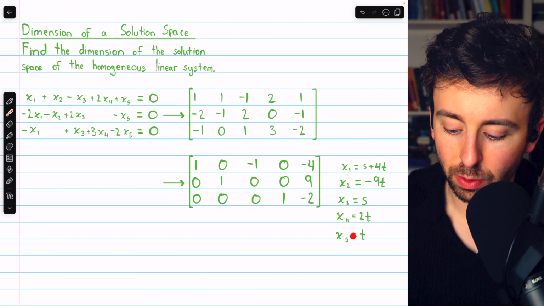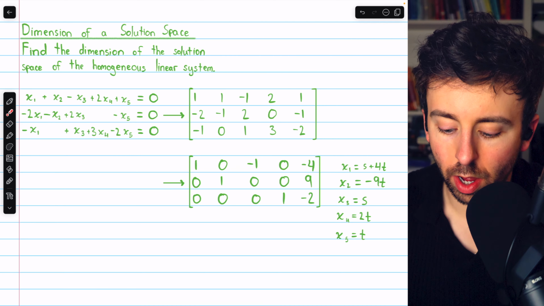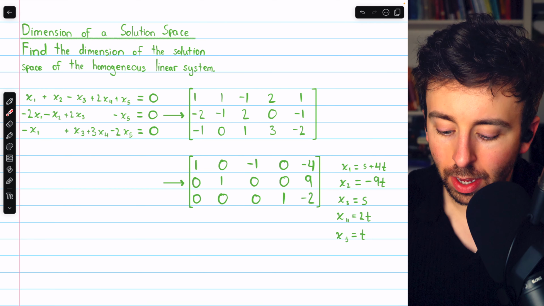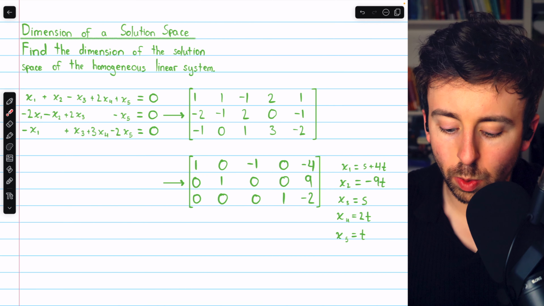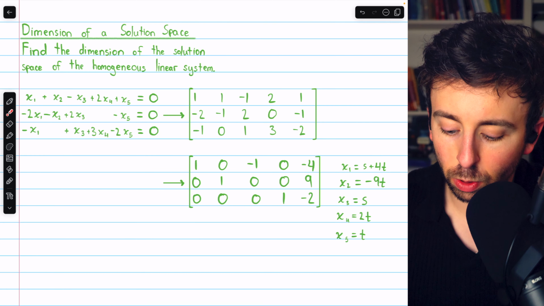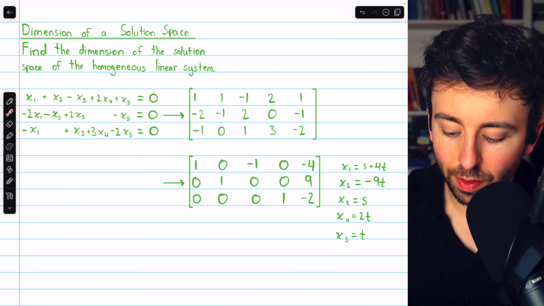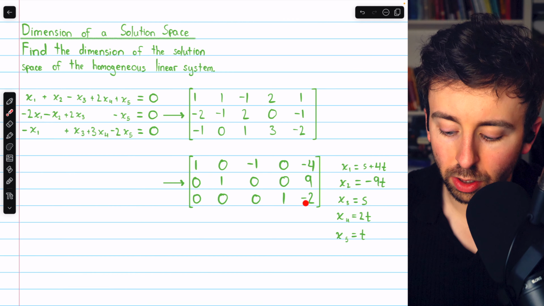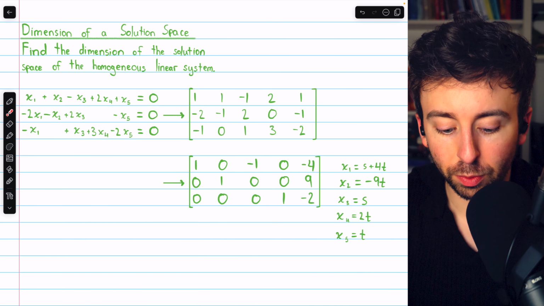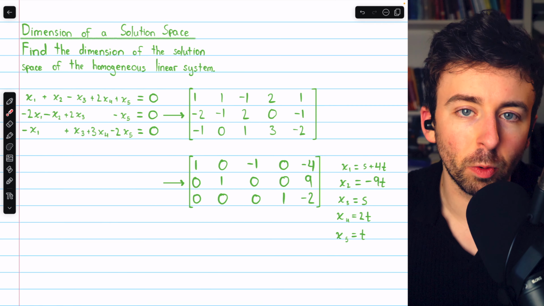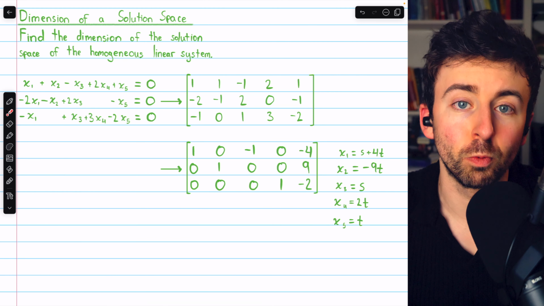Let's say x5 equals t and x3 equals s. Then, from row 1, we have that x1 is equal to s plus 4t. From row 2, we have that x2 is equal to negative 9t. From row 3, we have that x4 is equal to 2t. Remember, each of these rows corresponds to an expression which is equal to 0, so we solve for the leading variable by just adding things to the right side.